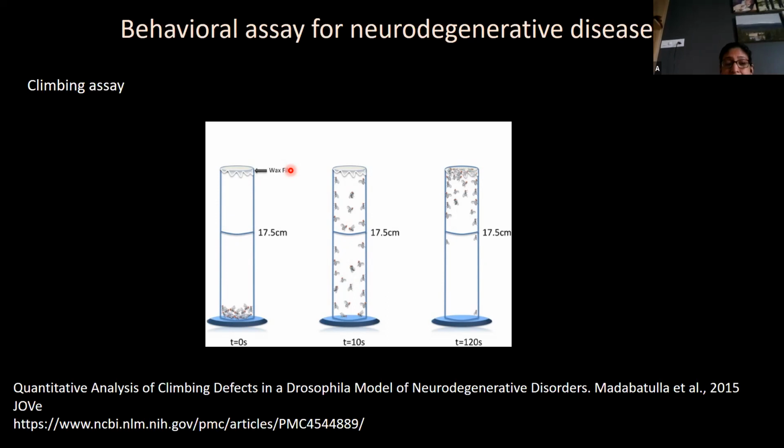Then you take three identical glass cylinders that are marked, and you decide on a point. Here it says this is a 20 cm cylinder, which is 250 ml. You select a height which is 2/3 of the cylinder. So the normal fly should climb till that point.